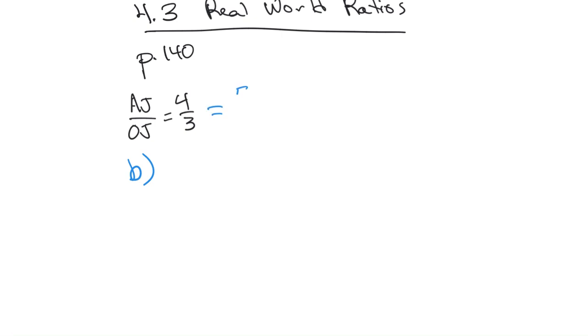Apple juice is on the top. That's 520. And we want to know, therefore, what the orange juice is. That missing number right there. How many times do we multiply 4 to get 520? We can figure that out by just doing a division problem. 4 times what is 520?